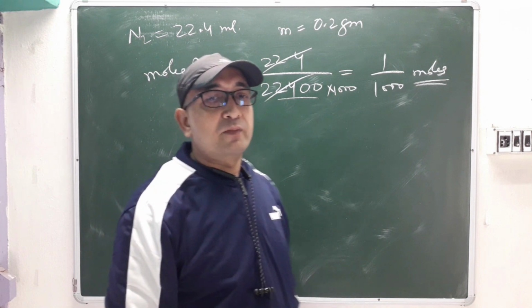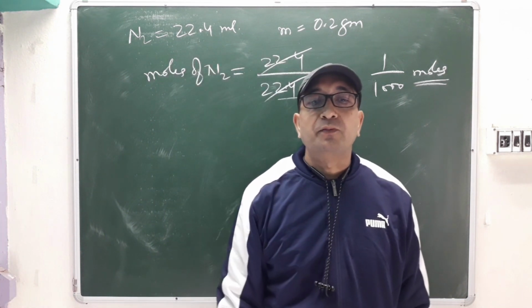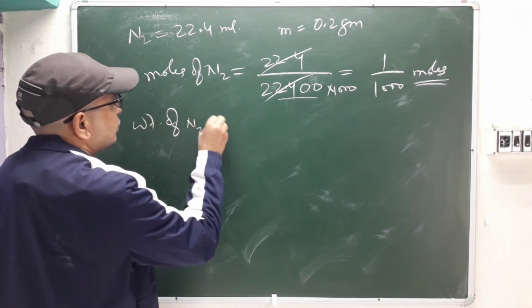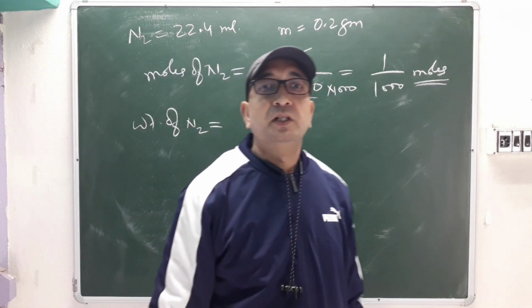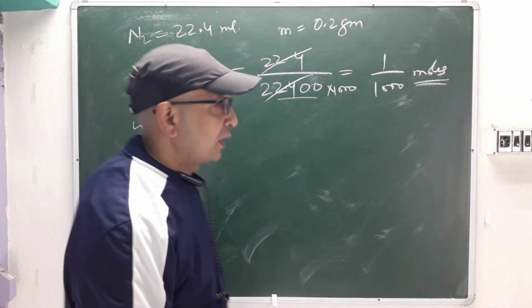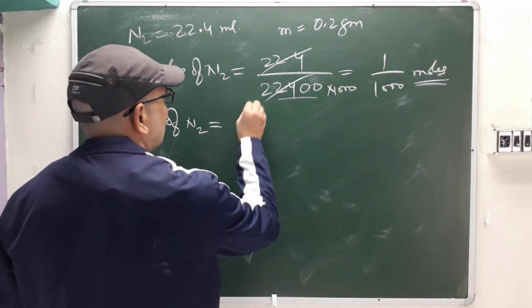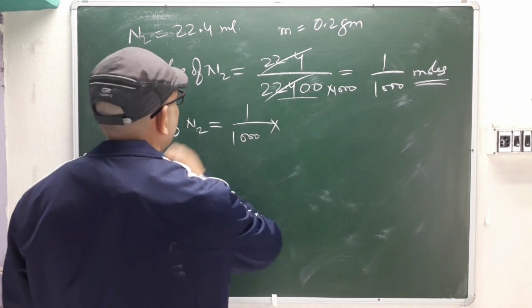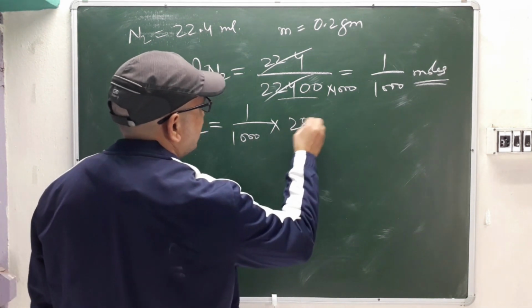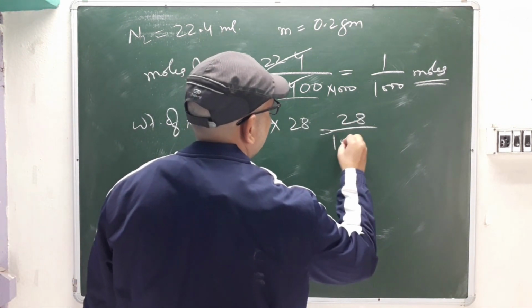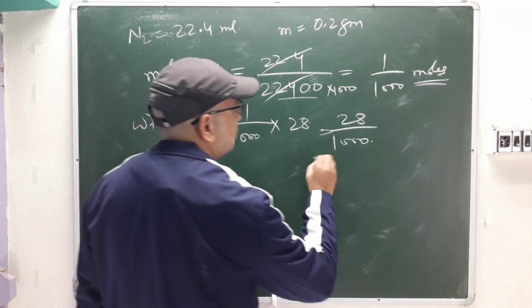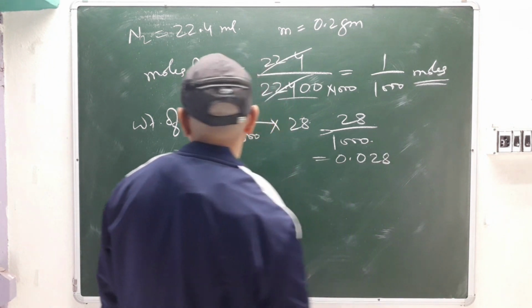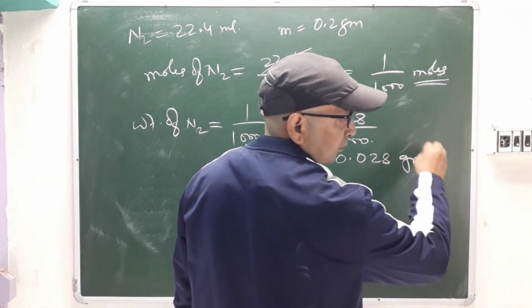So next step, we have to find the weight of nitrogen, right? So how are you going to find the weight of nitrogen? For the weight of nitrogen, it will be moles and molecular weight. So what is the mole? 1/1000 is your moles of nitrogen. Now the molecular weight of nitrogen will be 14 into 2, so 28. So now it will be 28 divided by 1000, okay? So now how much is it coming? 0.028, right? 0.028 gram, correct?